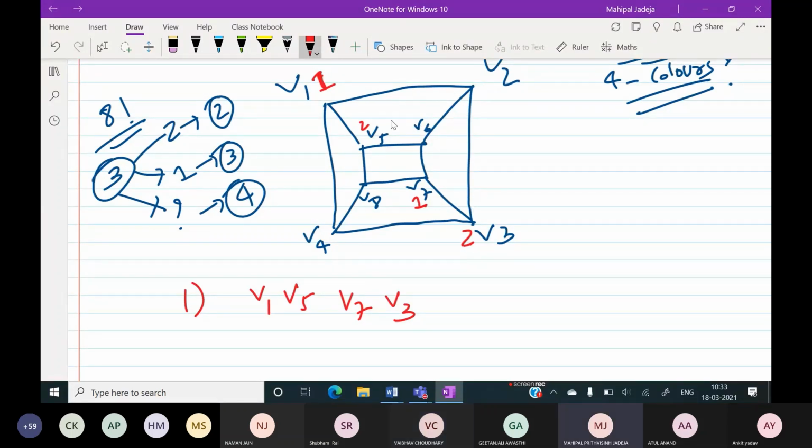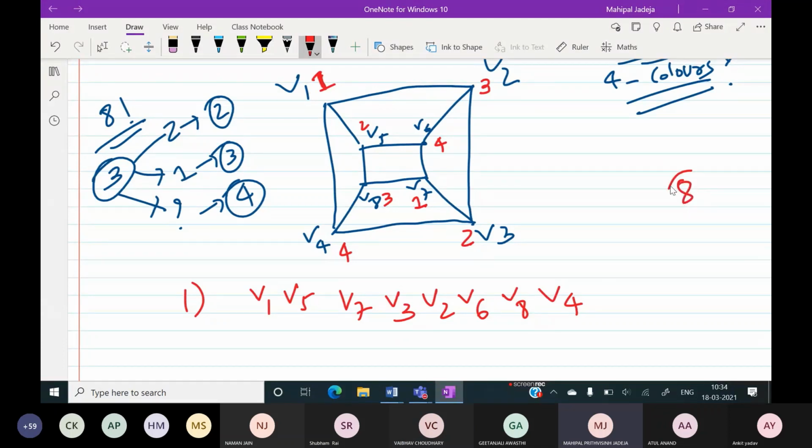Because its neighbors are already getting colors 1 and 2, we can't reuse them. So now V6 will get color 4. Its neighbors are having all 3 colors, so we need to use color 4 for V6. For V8, we can use 3 or 4. Let's say we are using 3. And for V4, again we need to use color 4.